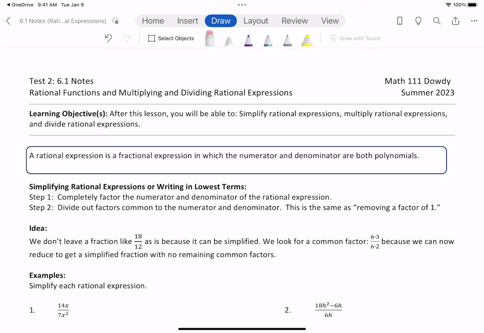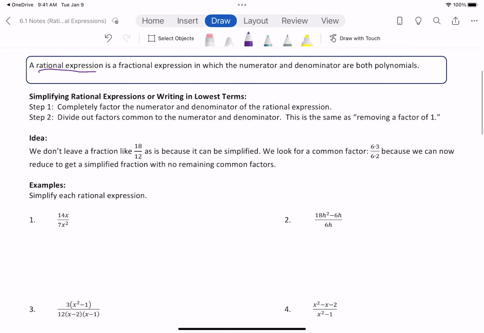So a rational expression is just a fractional expression in which the numerator and denominator are both polynomials. So the first thing we're going to look at is simplifying rational expressions, which is basically just the same thing as trying to write them in lowest terms.